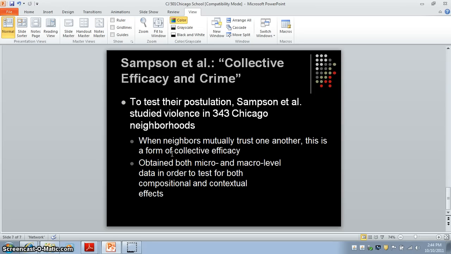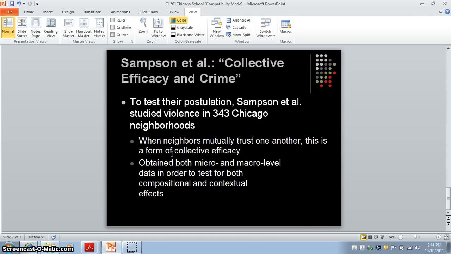About 7 years later, Robert Sampson teamed up with Stephen Raudenbush and Felton Earls to write an article titled Collective Efficacy and Crime. And in this piece, they were interested in both informal social control and social cohesion. The authors used a rather sophisticated multivariate statistical design. Much of it is omitted in the portion of their article which is highlighted in the Cullen and Agnew book, but they essentially found that when neighbors mutually trust or support one another, this is a form of collective efficacy, which also helps to curb crime.